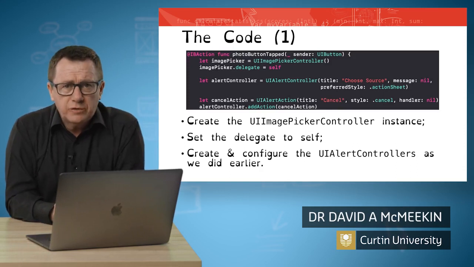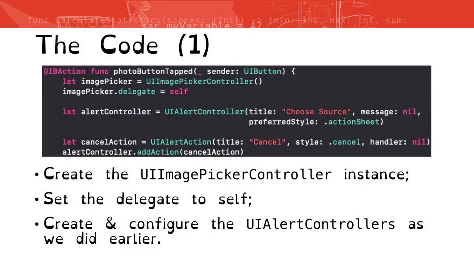So here's the code that we need to do this. We create a UIImagePickerController and we set the delegate to this one that we've just created. And you can see that there in the code. Now we set up our UIAlertControllers just as we did a short time ago, and we're able to deal with the user's input as we've learnt.